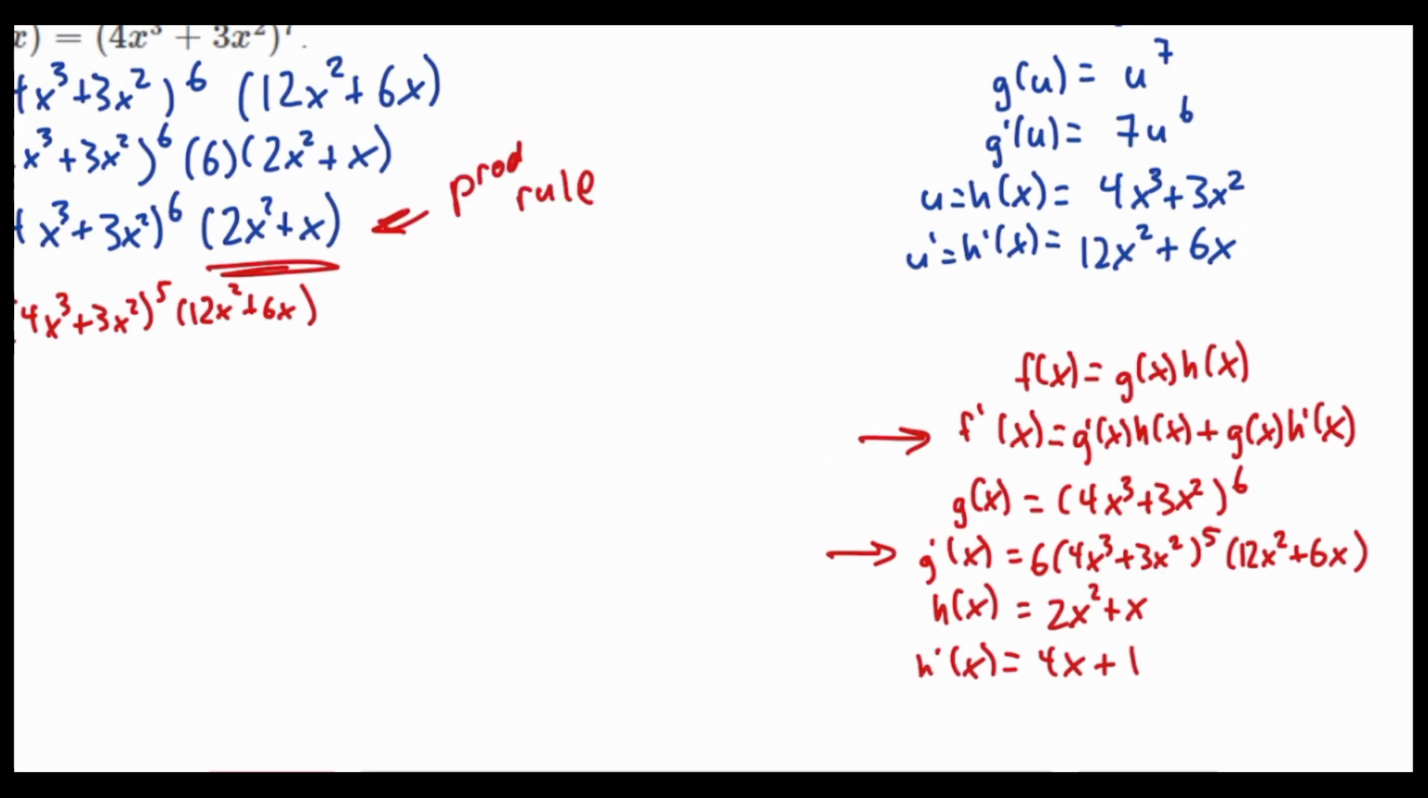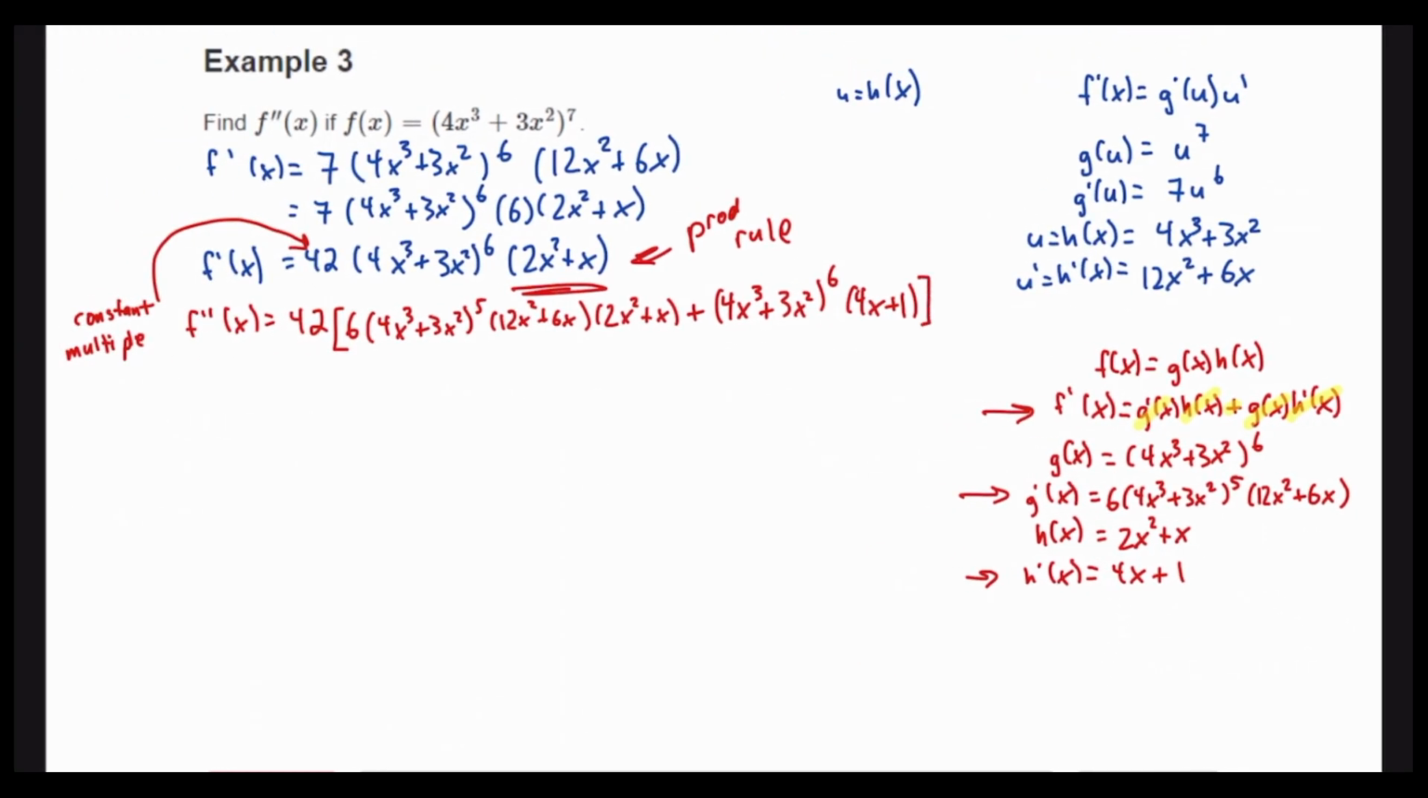And we can kind of highlight this as we go. So I've done the g prime of x. Now I'm going to do my h of x, which we know is 2x squared plus x, plus g of x. So plus my g of x, which is (4x cubed plus 3x squared) to the power of 6, times h prime x, which we found here. So times (4x plus 1). All right, so we're just following our rules.